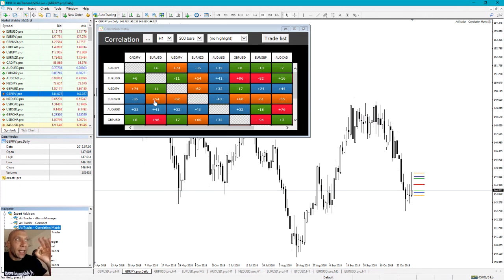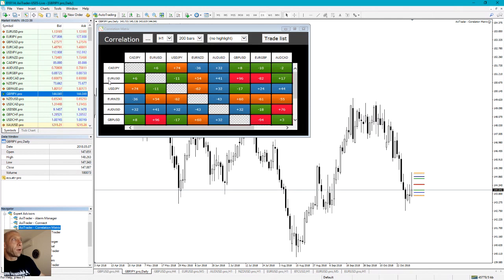At this point, have in mind that the stronger the correlation, the bigger the number will be. So if you see a correlation between EURUSD and GBPUSD over the last 200 bars on the 1 hour time frame, it is 96. It means that they are moving literally in the same direction on the 1 hour time frame.